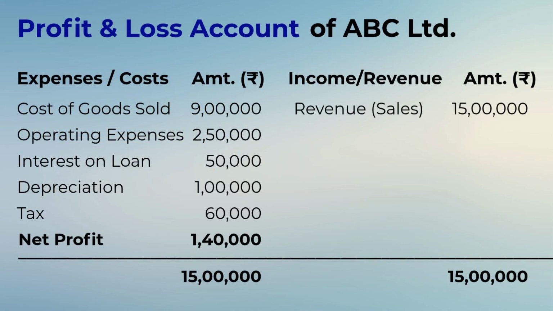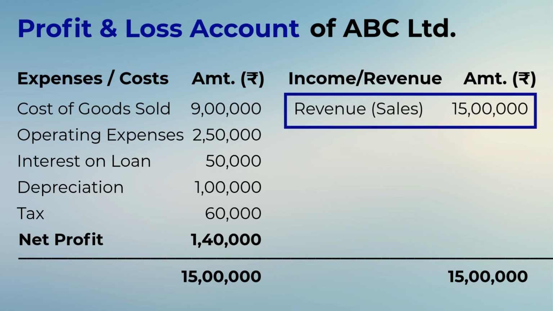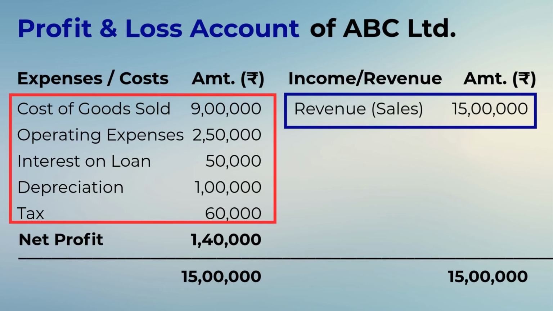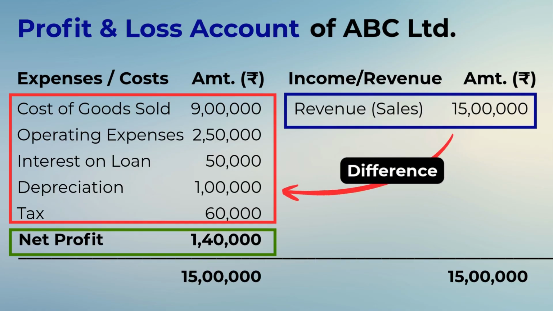The key components are revenue or income, which is the money earned from selling goods or services. Then we have the expenses, which is the money spent to run the business, depreciation, and taxes. Finally, we get the profit, which is the difference between revenue and expenses. In case the expenses are more than the revenue, then the difference provides the loss amount.